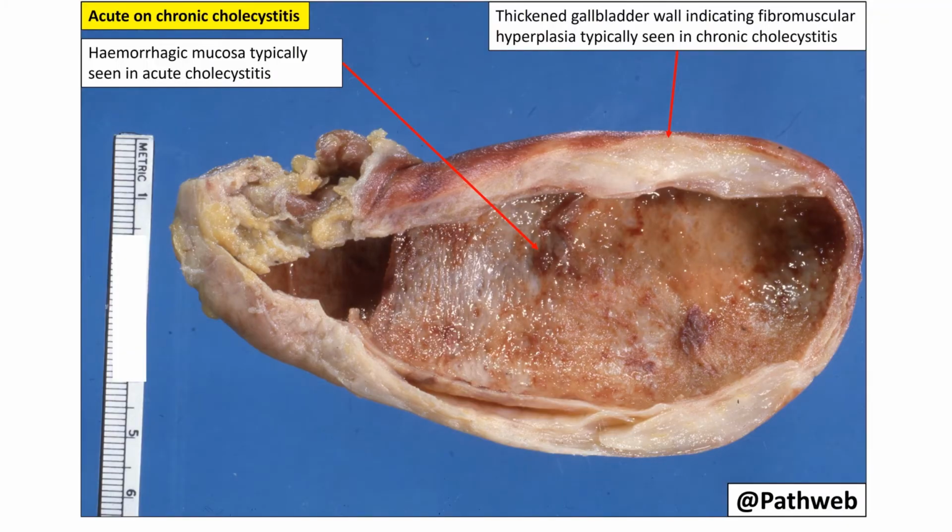And next, the last one is chronic cholecystitis. As labeled there, you can see that the gallbladder is very thickened and fibrotic, and sometimes you can see hemorrhage in the mucosa as well.